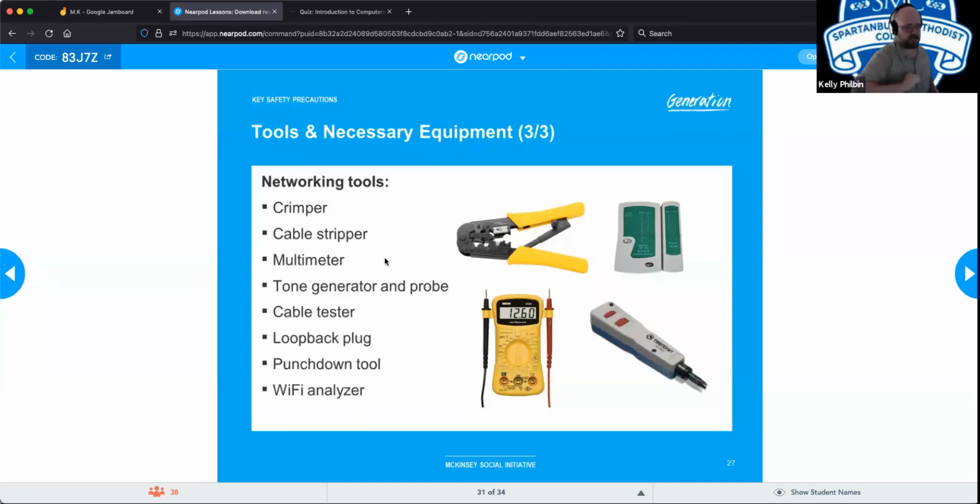But again, I will show you a better picture of one of those. It's called a tone generator and probe. The nickname that you will hear them called quite regularly is Fox and Hound. So you have a tone generator and probe, also known as Fox and Hound. So one chases the other.